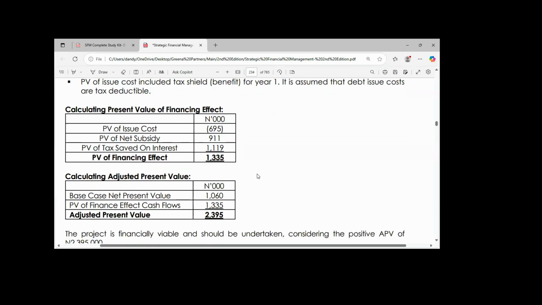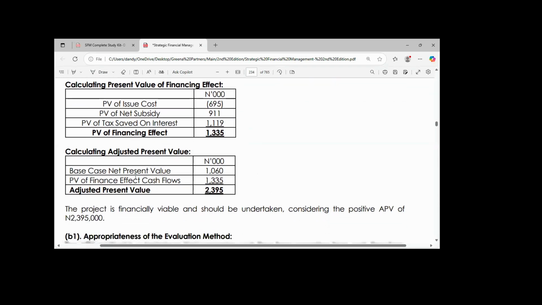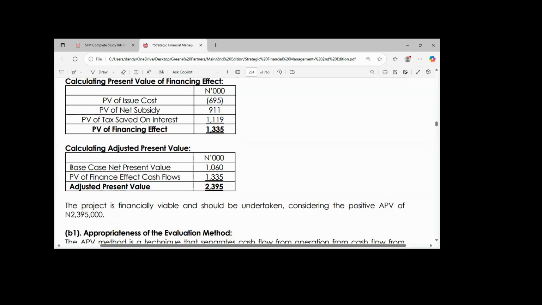So the next we are going to do, step 3 now, is to calculate APV. Remember, step 1 is to calculate base case NPV. Step 2, you calculate PV of financing effects. Then step 3 is to calculate the adjusted present value. So we calculated base case NPV to be 1,060,000. We also calculate PV of financing effects to be 1335. So you add the two together, then we have adjusted present value of 2395. Okay, adjusted present value of 2395.